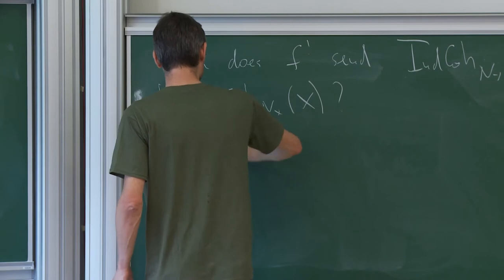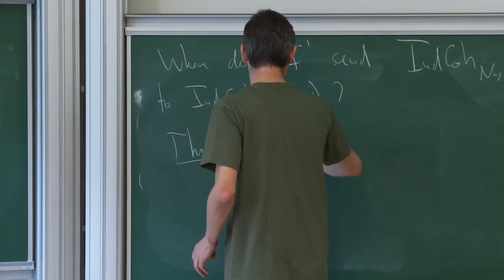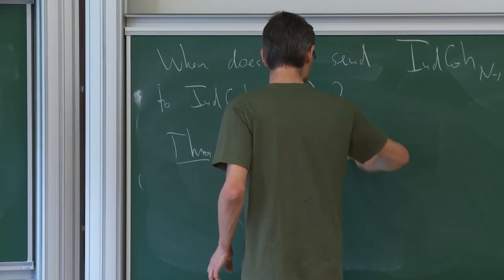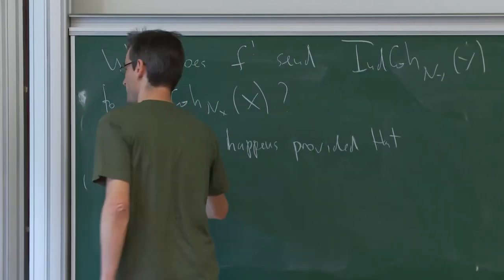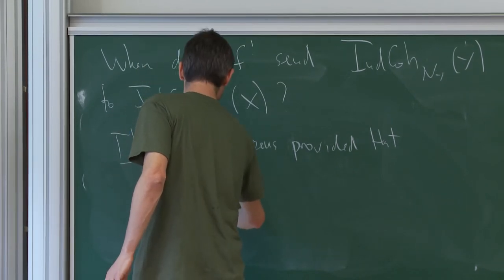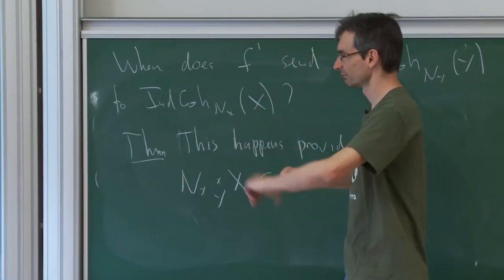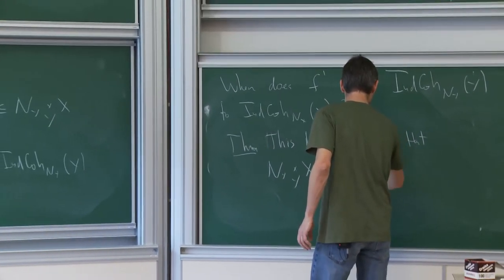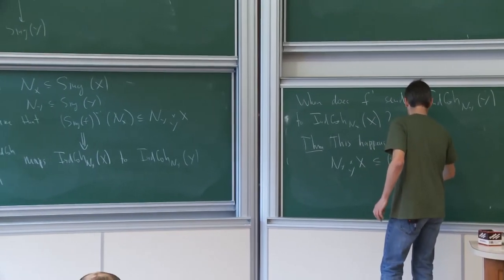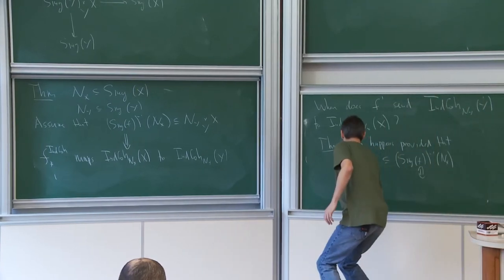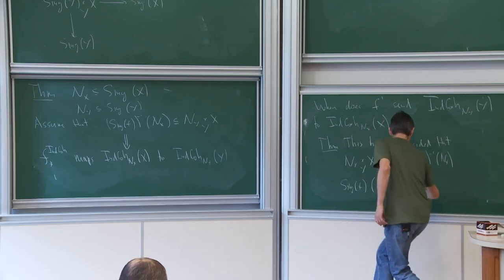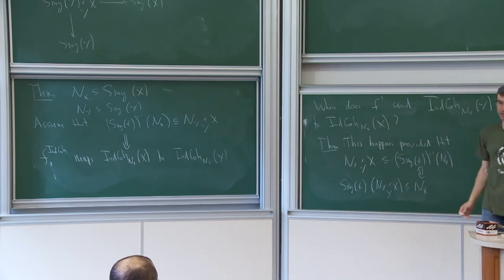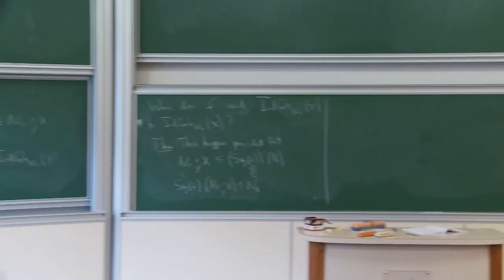So this happens provided that containment, just in the opposite direction, that N_Y is small enough as compared to N_X. I.e., something is contained in the inverse image of something else if Sing f of this is contained in N_X. Same condition, just invert the containment. And it's an exercise: apply to the morphism Q and obtain this containment.